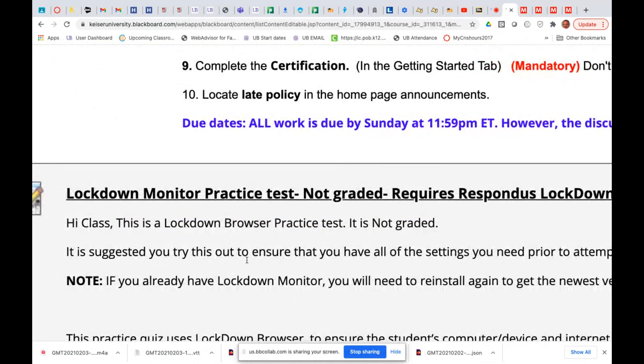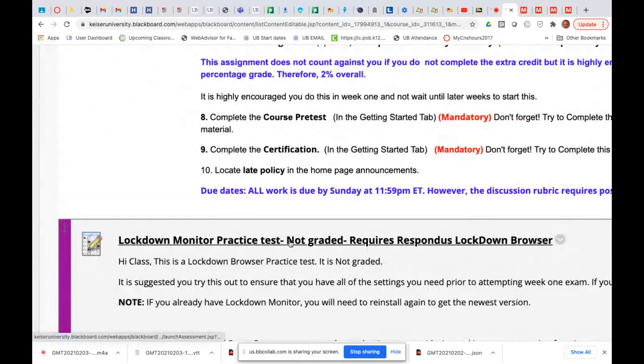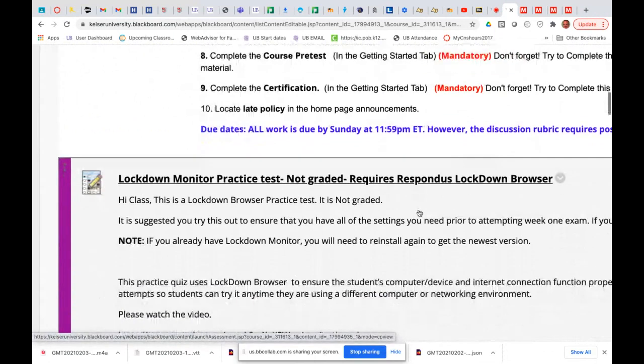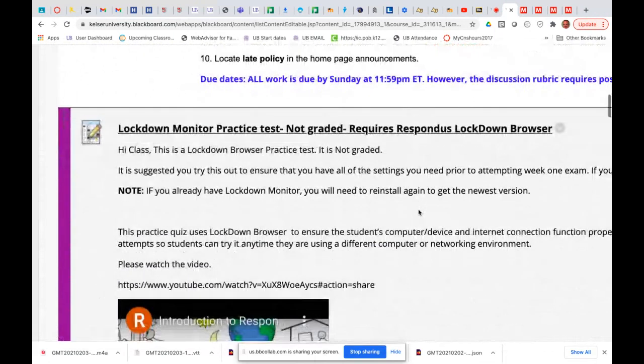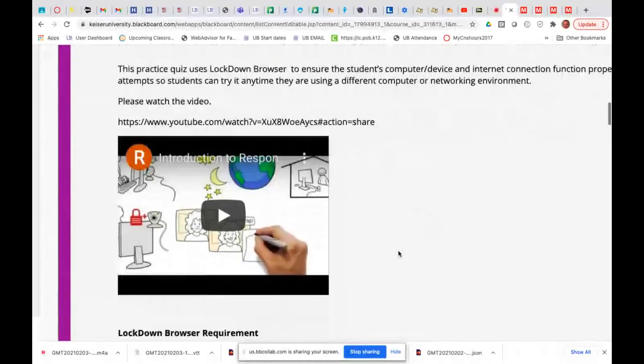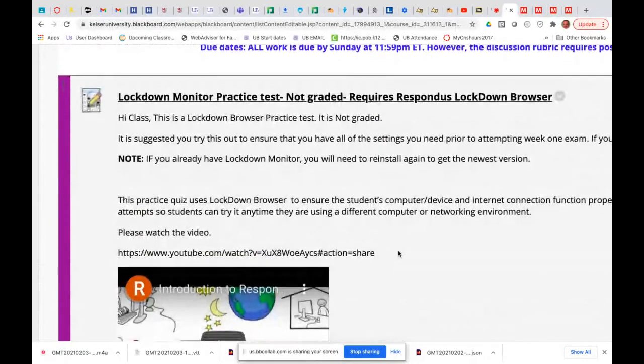Now we go down to the lockdown monitor practice test. This is not graded. It just makes sure that your lockdown browser was set properly. So you want to do that.